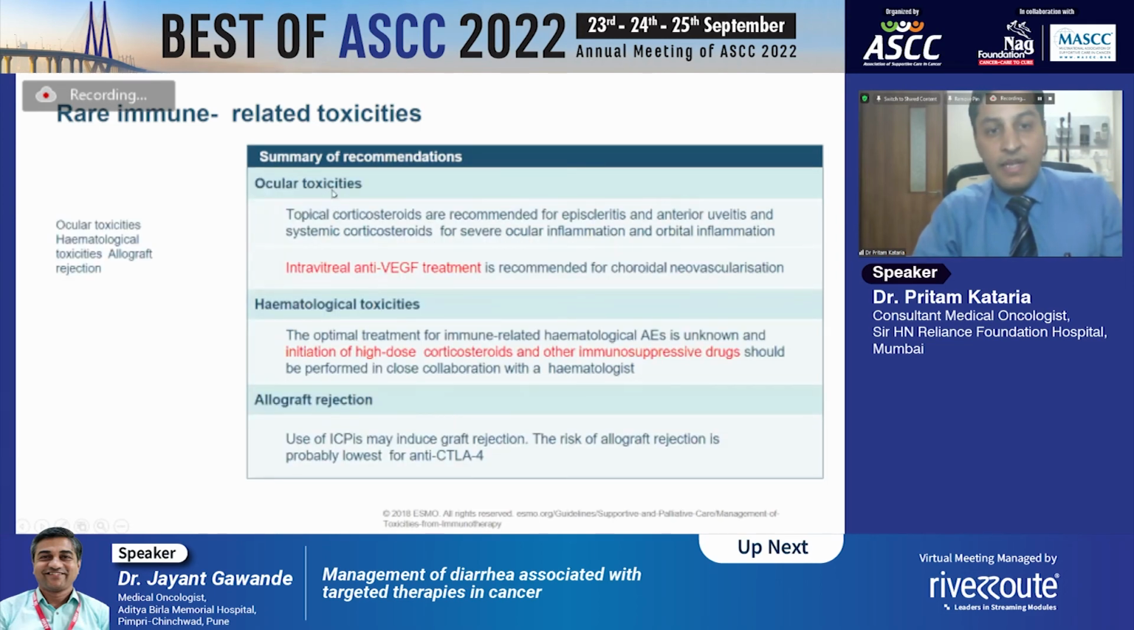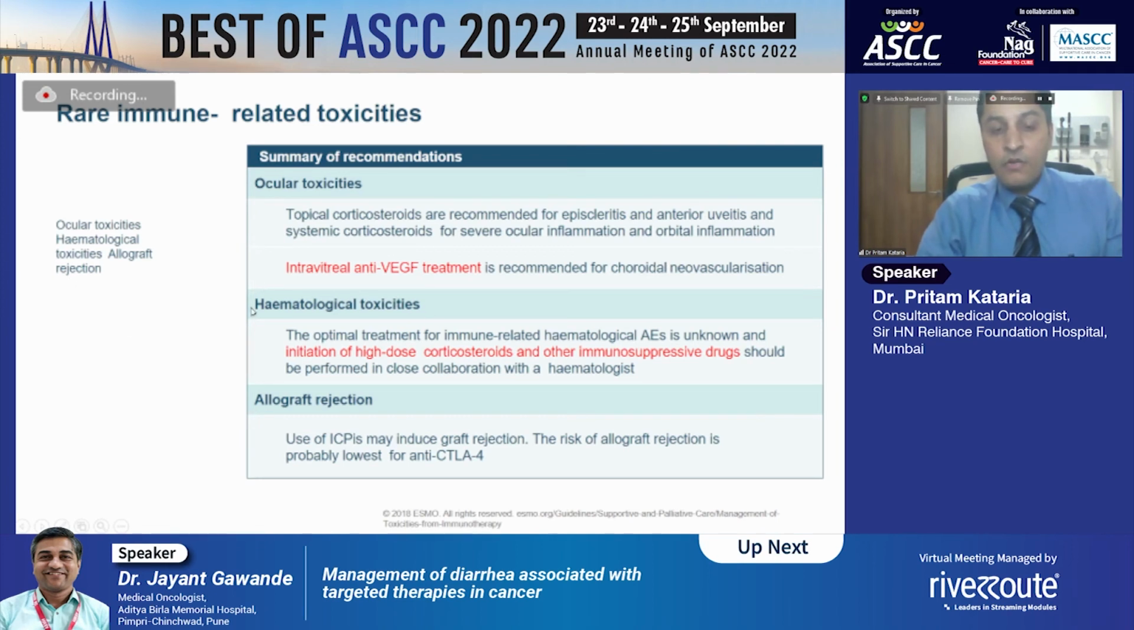Now coming to the very rare toxicities, that's ocular toxicities. Topical corticosteroids are recommended for episcleritis and anterior uveitis, and systemic corticosteroids are required for severe ocular inflammation. For those patients with choroidal neovascularization, we should be giving intravitreal anti-VEGF therapy.